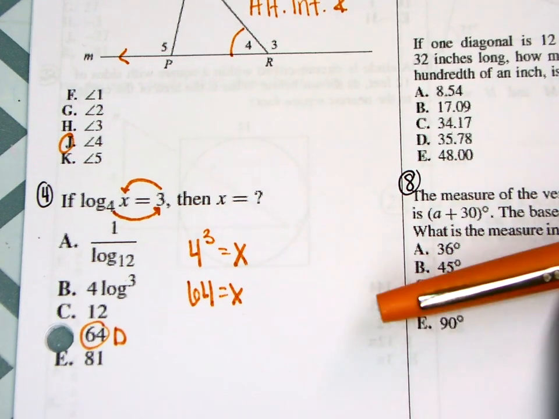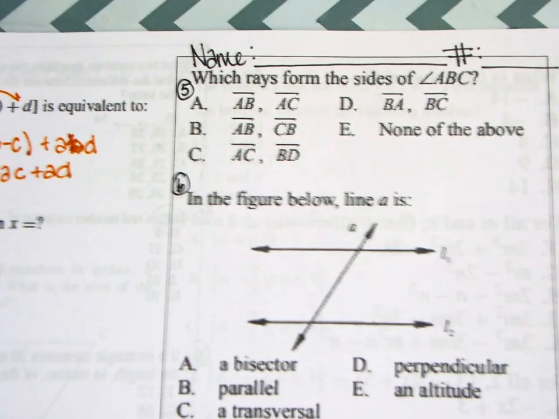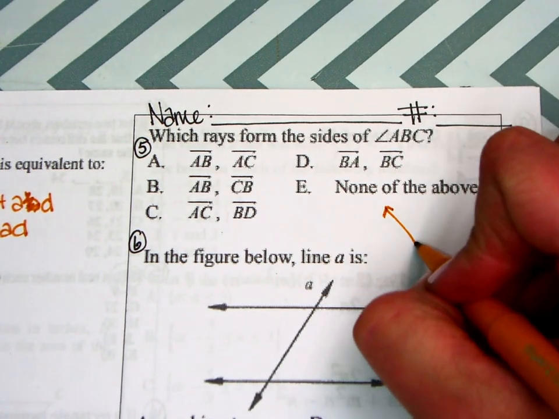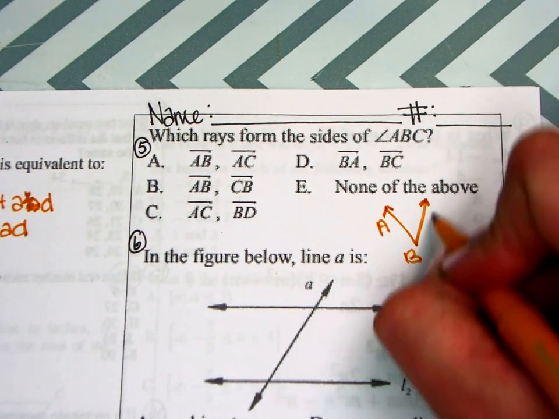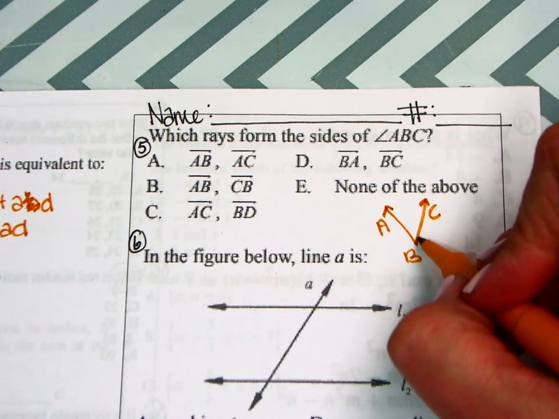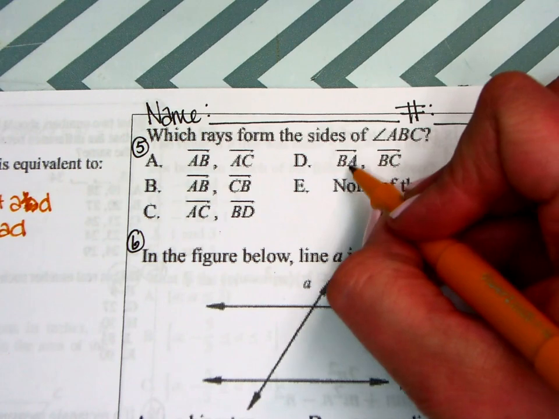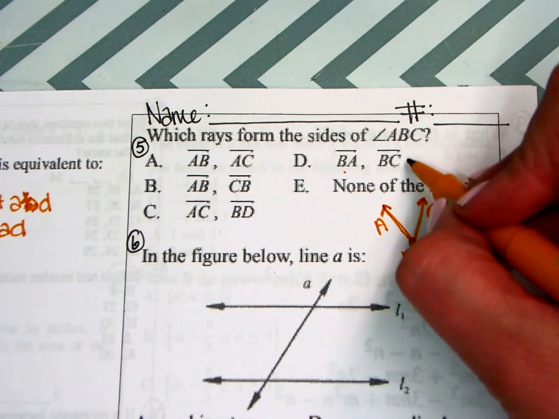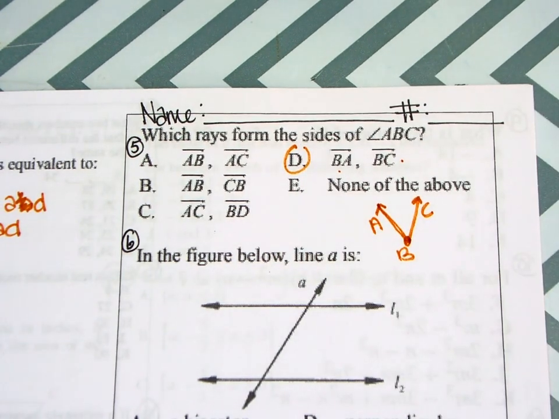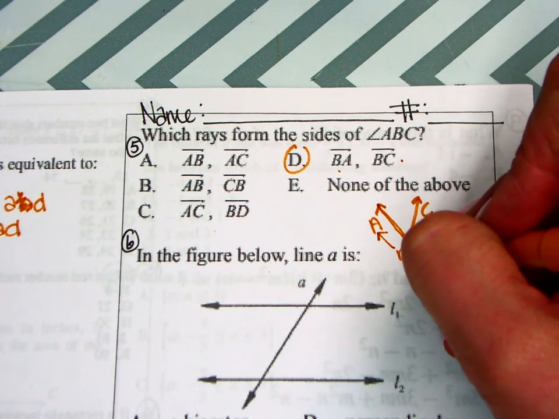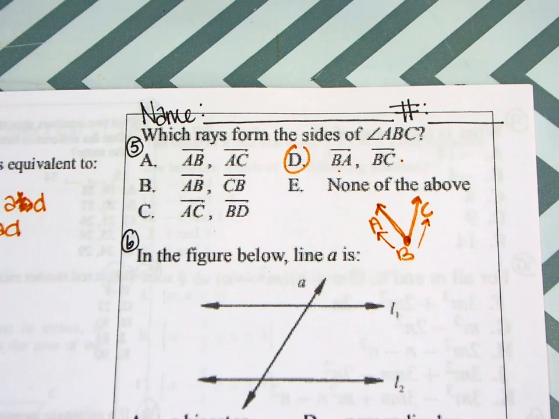Number 5, what rays form the sides of angle ABC? I'm going to go ahead and draw that angle, ABC. Rays start at the endpoint and continue in a direction. So BA is the first one, and BC is the second one. So it is option D. Remember, they have a direction. They have to start at B and go to A. They have to start at B and go to C. Rays always start at an endpoint.